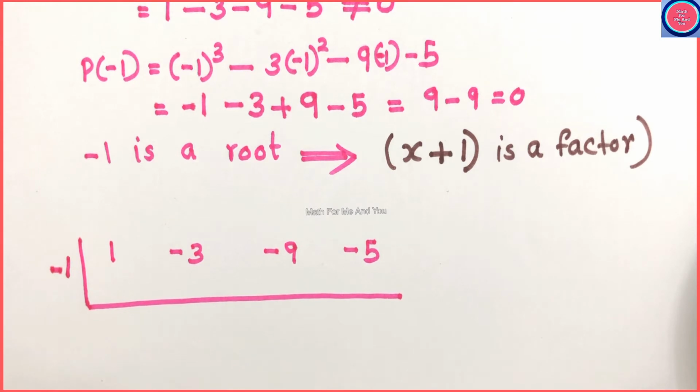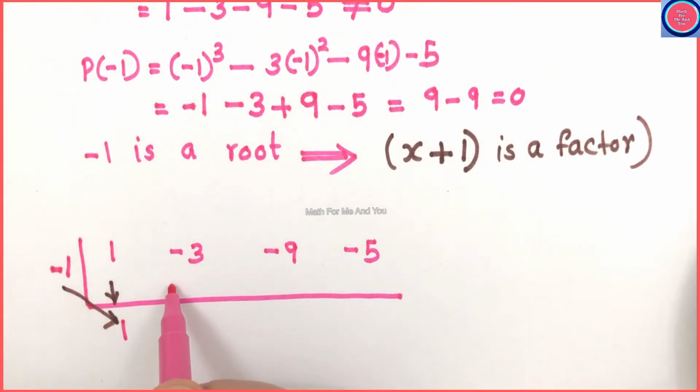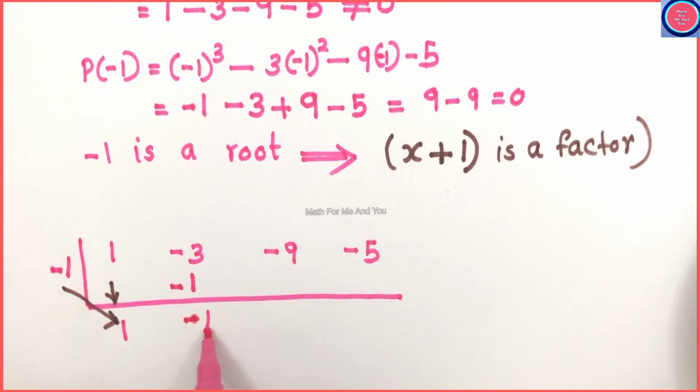Divide by minus 1. First number we write same as it is: 1, we copy it down. Next, multiply diagonally with the root minus 1. Minus 1 times 1, the answer we write under the next coefficient, that is under minus 3. Minus 3 and minus 1, get the total. The total is minus 4. Both are negative, so we can just add the numbers. Minus 3 and minus 1 is minus 4.